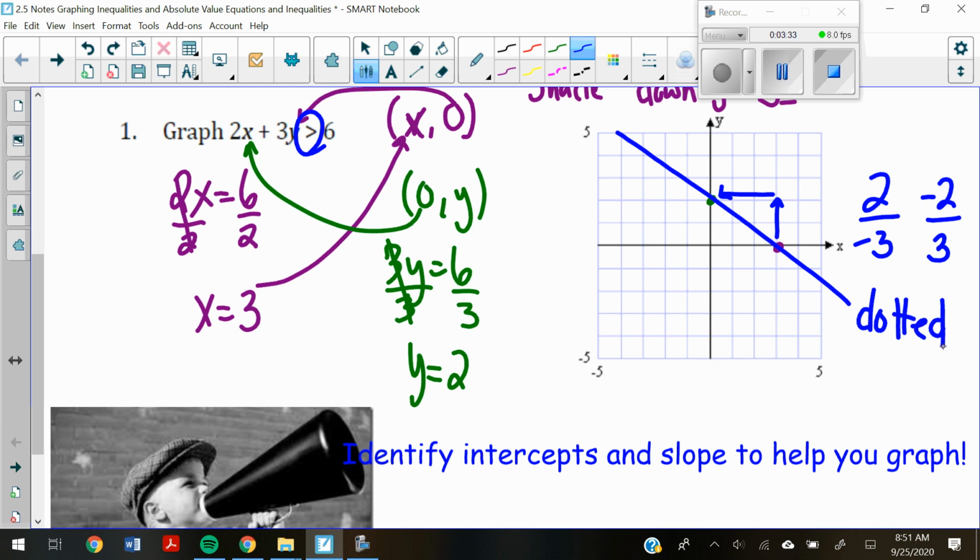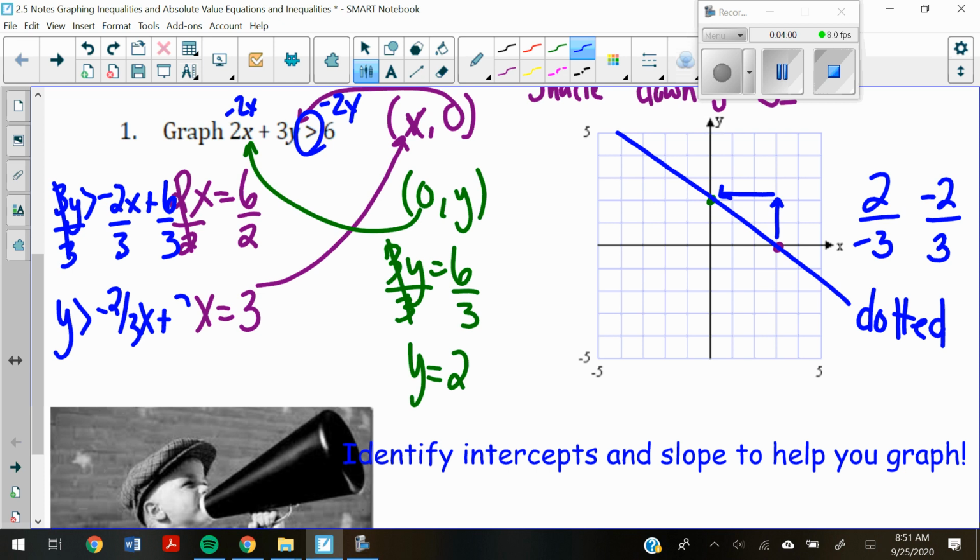And then, oof, this one is where it's hard. I got to decide shading. So I can either solve it so I get my y all by itself. So I would subtract my 2x from both sides. So I have 3y is greater than -2x plus 6. Divide by 3 all the way across. I get y is greater than -2/3 x plus 2. So I'm going to shade above.